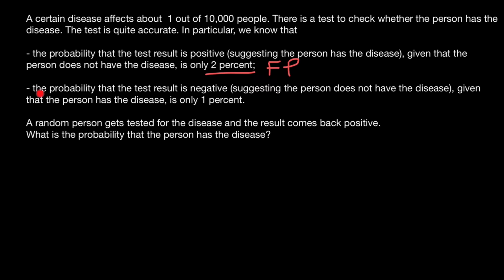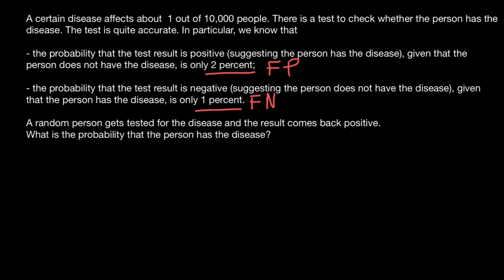Next statement: the probability that the test result is negative, suggesting that the person doesn't have the disease, given that the person has the disease, is only 1%. And this statement tells us that, for example, if you have the disease, there is a 1% probability that you will still test negative. So it's going to be a false negative, which is 1%.